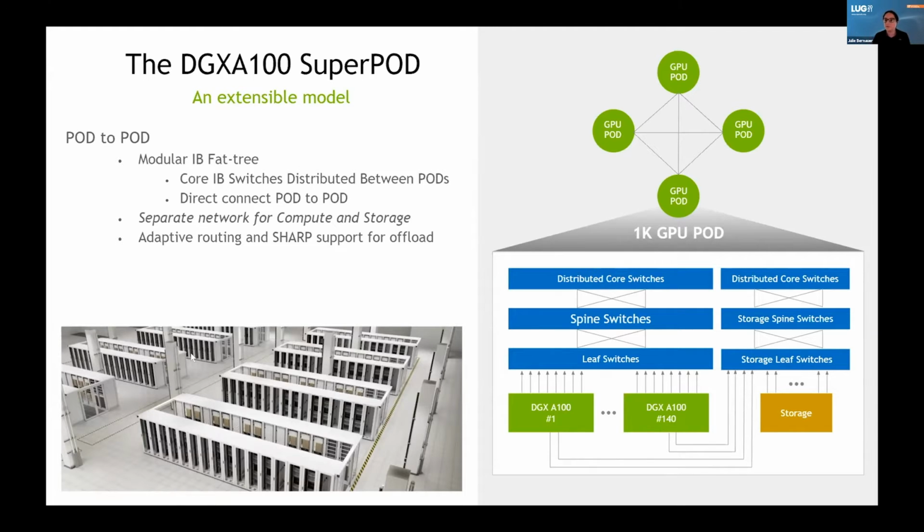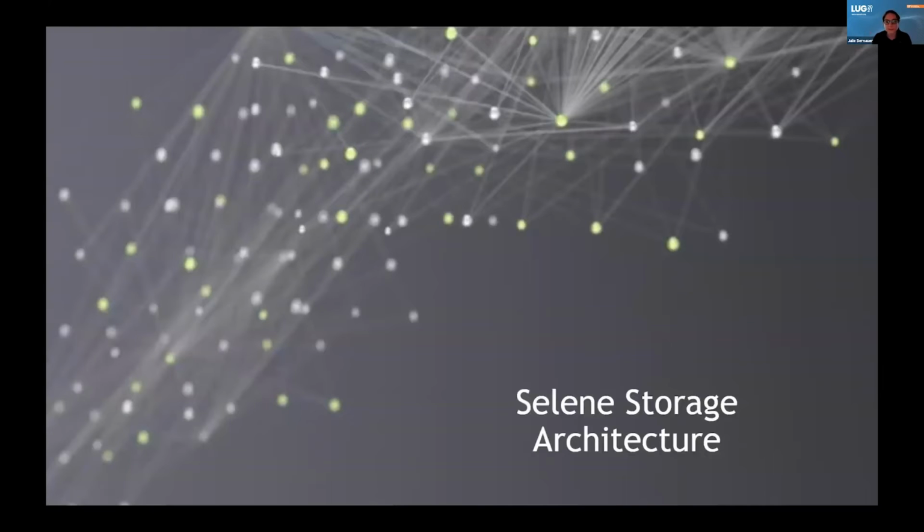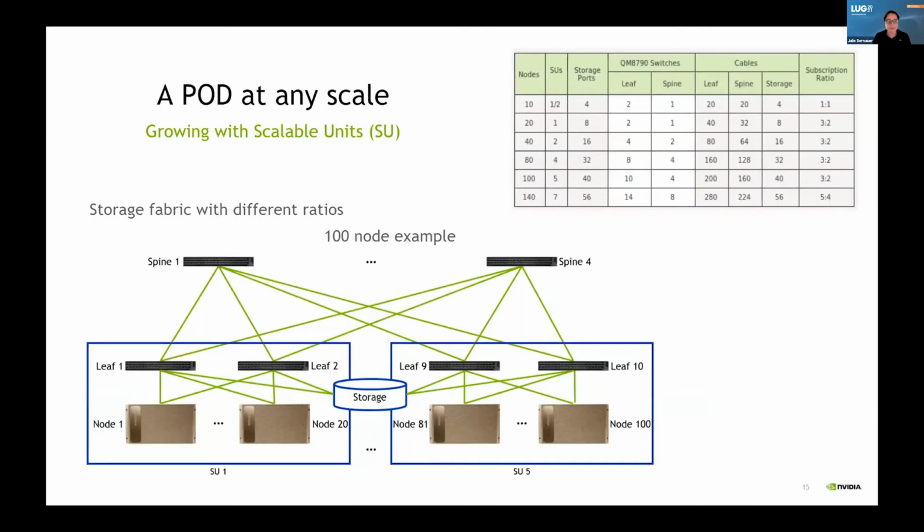And in particular for storage, that will mean each quad is going to have its own set of Lustre and Pliant that we're going to have to extend as we go. So let's go a little bit more into Selene's storage architecture. As I mentioned, we need to be able to extend and have any scale.